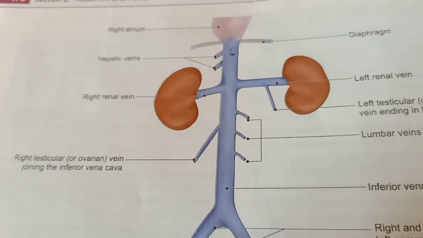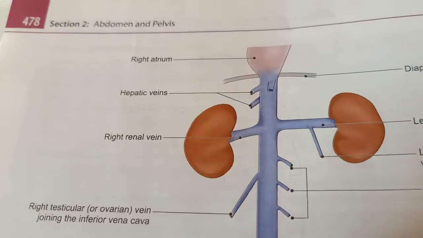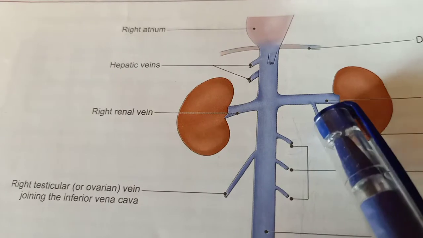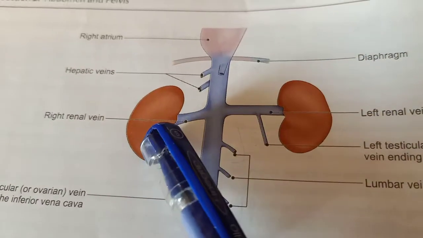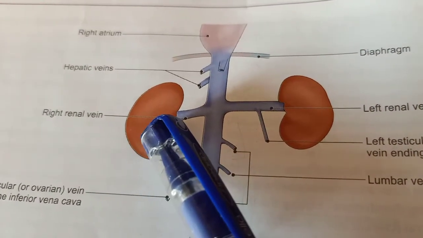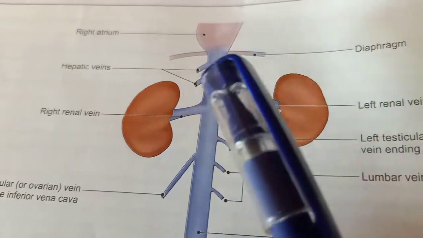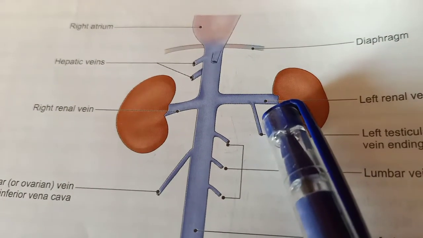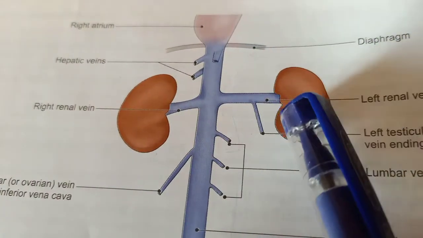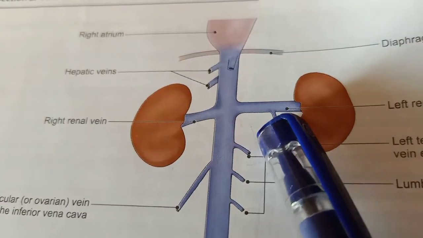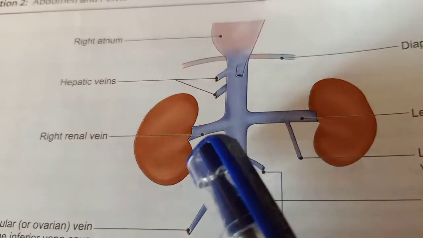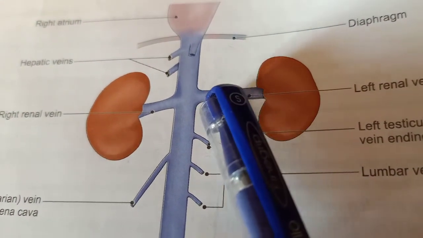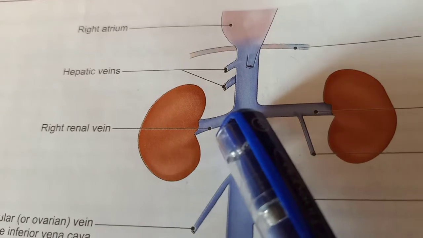The next veins which directly enter into the IVC are the renal veins, the right renal vein and the left renal vein. The right renal vein arises from the hilum of the right kidney, and the left renal vein arises from the hilum of the left kidney. If you see in the diagram, it is clearly seen that the left renal vein is much longer as compared to the right renal vein.